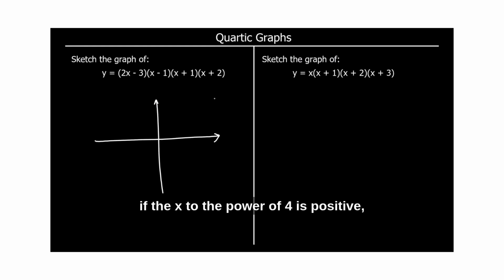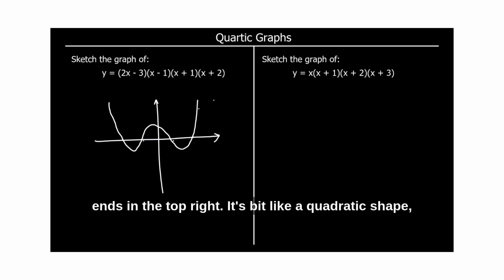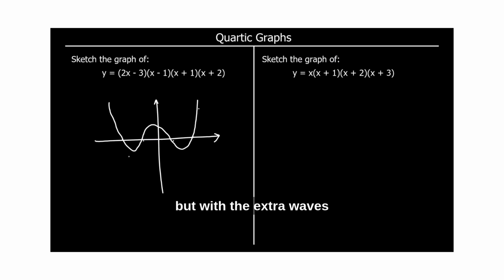If the x to the power of 4 is positive, it will start in the top left and end in the top right. So it can cross 1, 2, 3, 4 times, and it starts in the top left, ends in the top right. It's a bit like a quadratic shape, but with the extra waves in the middle.